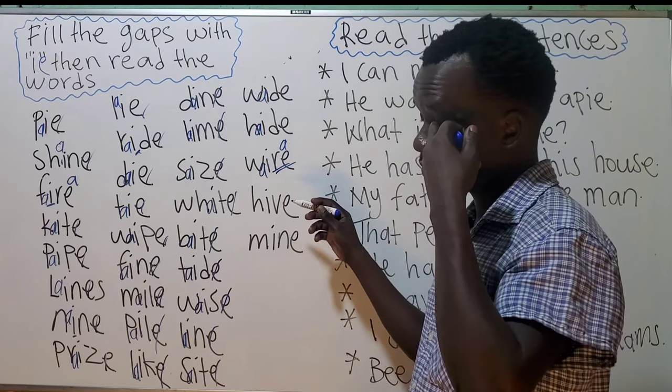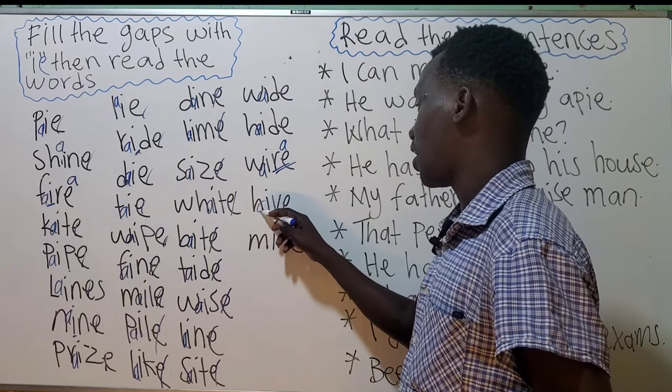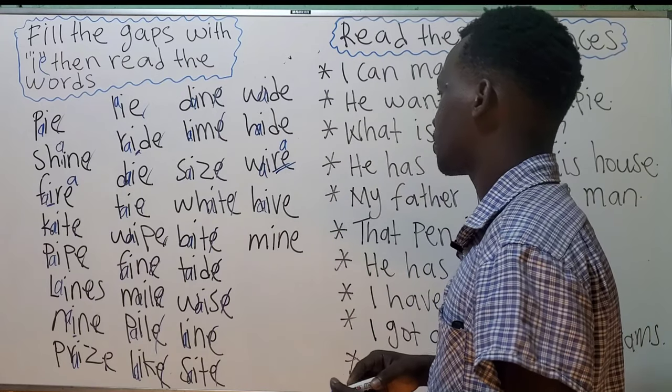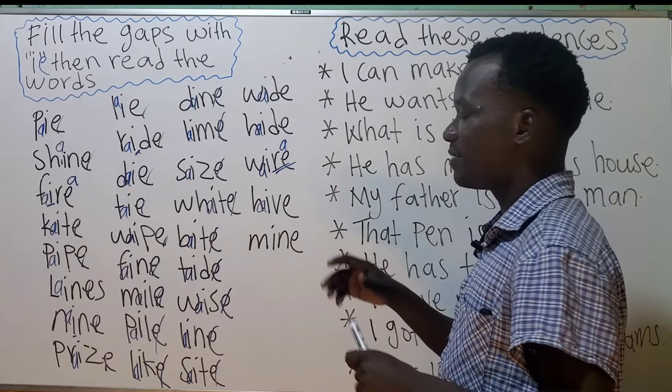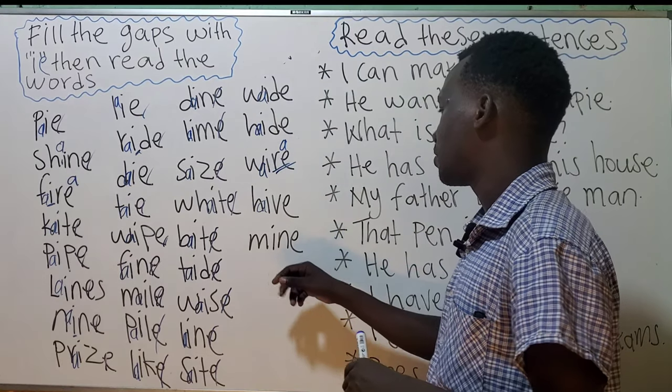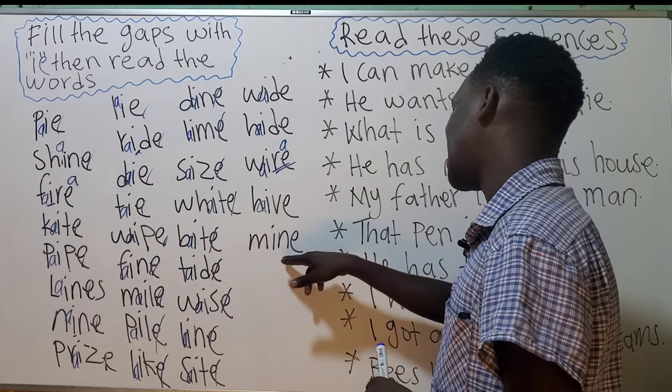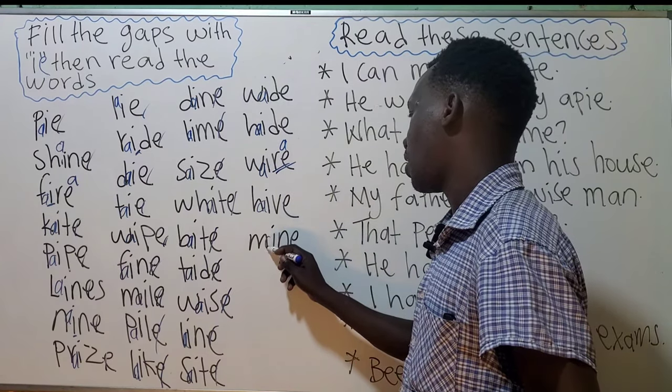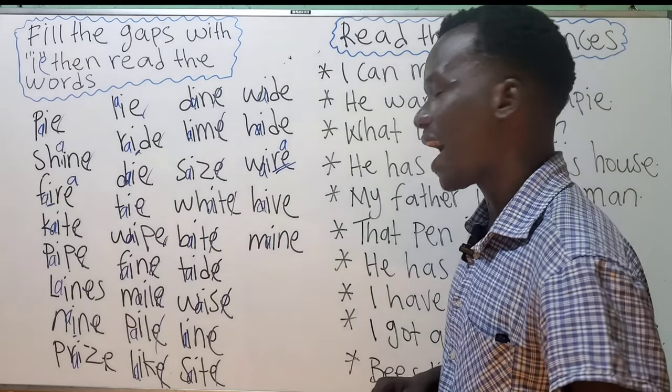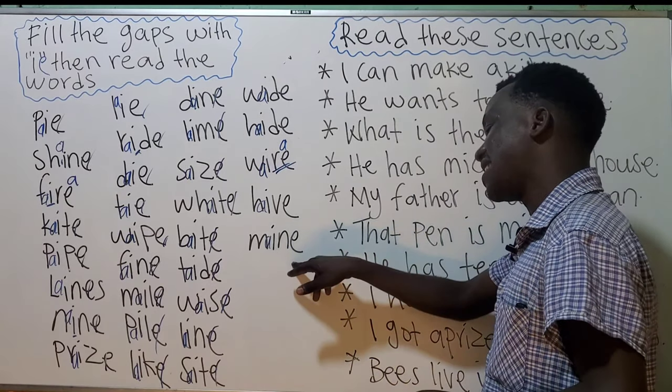Okay? Here we have a silent A in between H and I. And then mine. Also here, between M and I, mine.